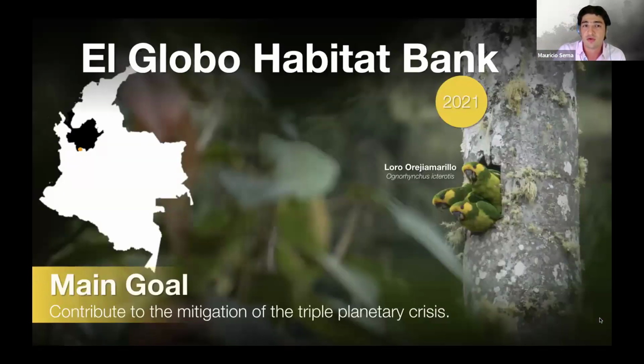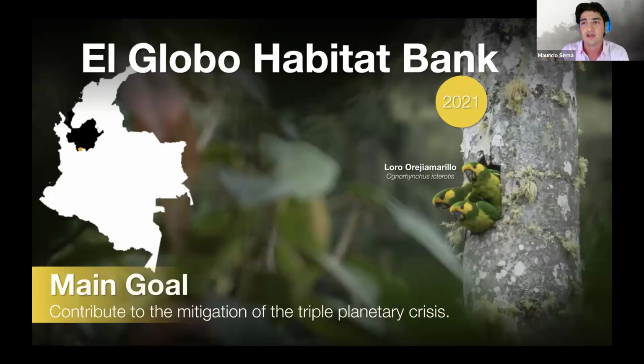So in 2021, we launched a Global Habitat Bank with Terrasos. That's the map where El Globo is located. And the main goal was to contribute to the mitigation of the triple planetary crisis. And with the launch of the Habitat Bank, the whole El Globo project had a much more structured vision of conservation.